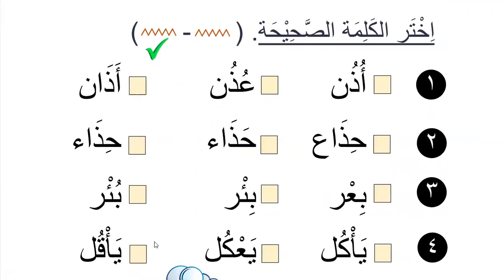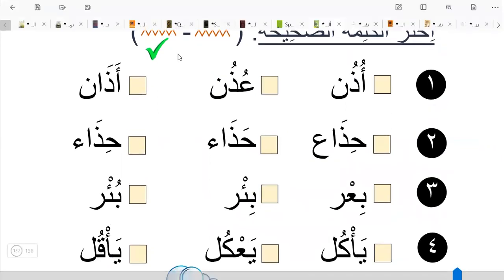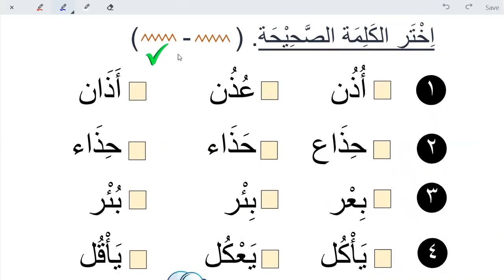Ikhtari al-kalimata as-sahiha. Choose the correct word. Latifa. Uzun, the first one. Uzun means ears. Hiza'a, which one? The third one, okay.